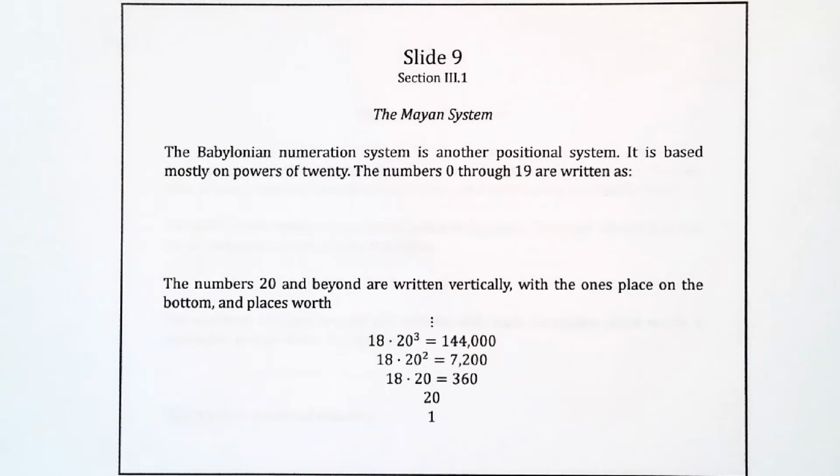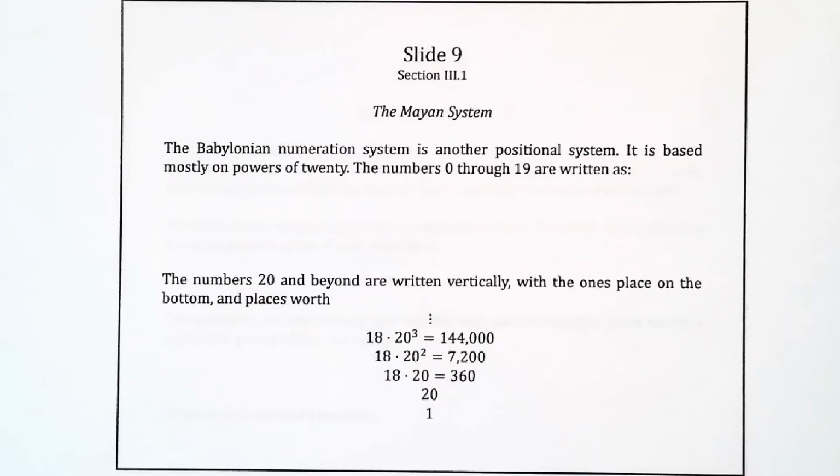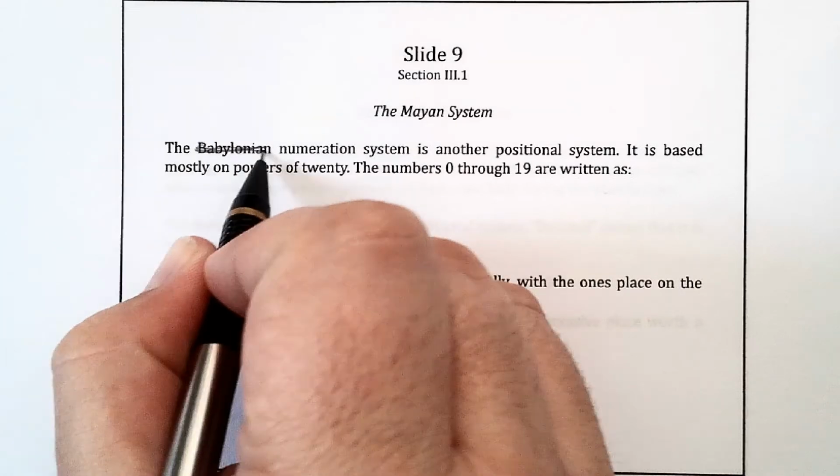This is the fourth mini lecture for section 3.1 of the textbook. We're moving on to our fourth numeration system, which is the Mayan system. This is the system that was used in pre-Columbian Mexico by the Mayan people. The Mayan system, sorry, this is a typo.